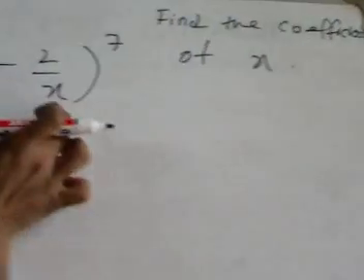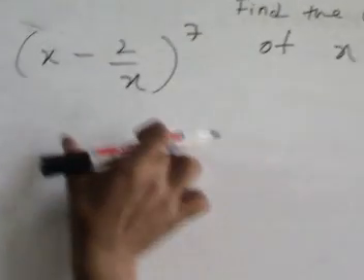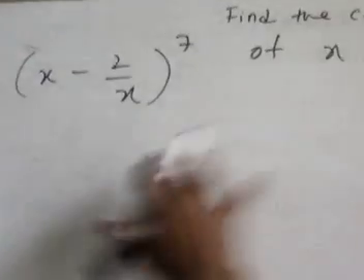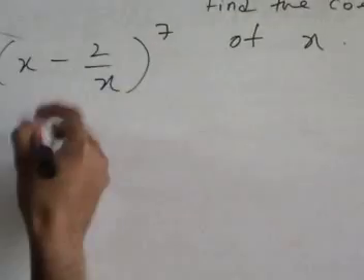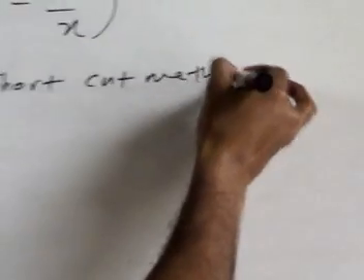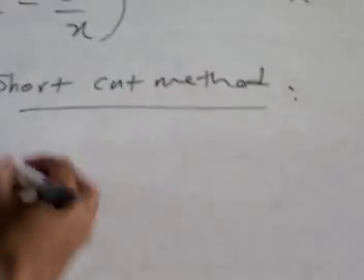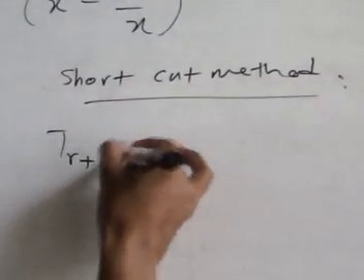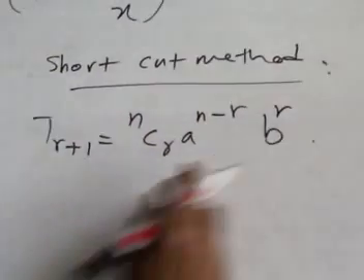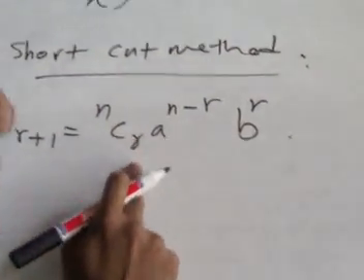Now, one way is to apply the whole expansion: 7C0, 7C1, 7C2, 7C3, up to 7C7. But that is very hectic work. So what is the shortcut method for this? Using the rth term formula, what is the rth term? T(r+1) = nCr a^(n-r) b^r. Remember, we need to find that r which will produce the coefficient of x.